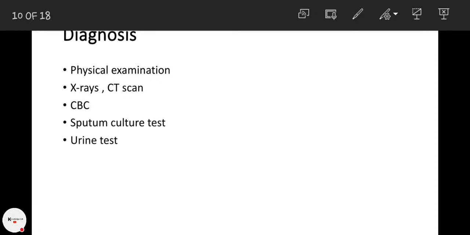Urine tests are also done. A urine test doesn't directly diagnose pneumonia, however, it is done in some cases of atypical pneumonia caused by certain bacteria like Legionella pneumophila or Streptococcus pneumoniae. A urine test might detect specific antigens produced by these bacteria, aiding in the diagnosis. This test is not comprehensive for all types of pneumonia, so it's used in conjunction with other diagnostic methods like chest x-ray, blood test, and physical examination to confirm a pneumonia diagnosis. So that was all about the diagnosis of pneumonia.